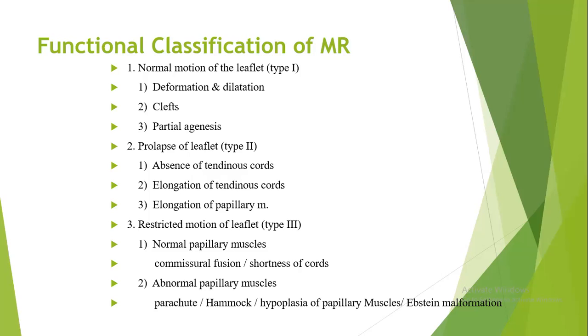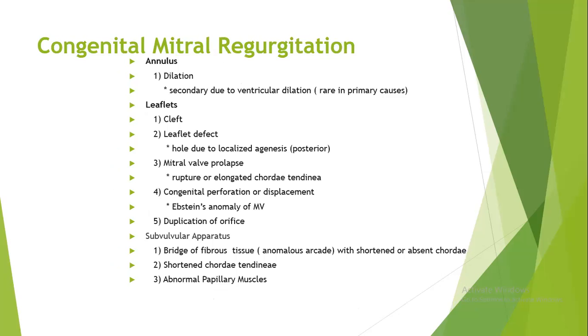The functional classification of mitral valve regurgitation has three types: normal motion of the leaflets, prolapse of the leaflets, and restriction in motion of the leaflets. And then on the annulus, there's dilatation, which is secondary to ventricular dilatation.